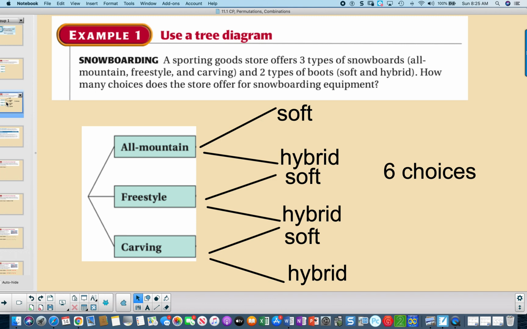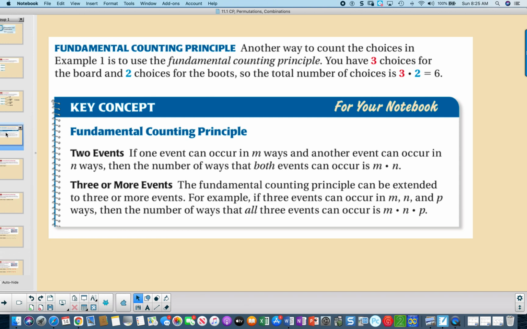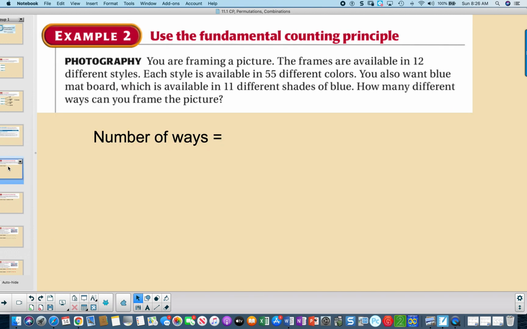If we look at the next slide, we can say there are going to be 6 choices. All mountain and then soft, all mountain, hybrid, and so on. This is an example of the fundamental counting principle. Another way to count the choices in this example is to get the 3 choices and the 2 choices and multiply them together. If there's more than 2 choices, then you multiply all the choices together.